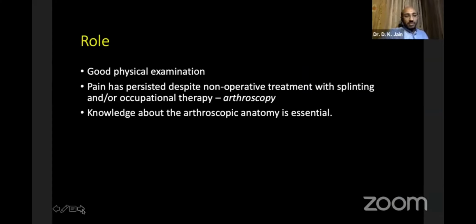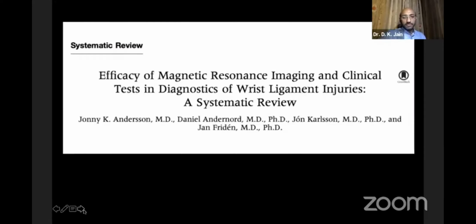Once we speak about the diagnostic part of arthroscopy, usually a good physical examination gives us a good diagnosis almost 70 to 80% of the time. But whenever the pain has persisted despite non-operative management, such as splinting or even some therapy, and after imaging as well you're not able to localize it, that is where the role of a diagnostic arthroscopy falls in. And to start with this, knowledge of the arthroscopic anatomy is quite essential.